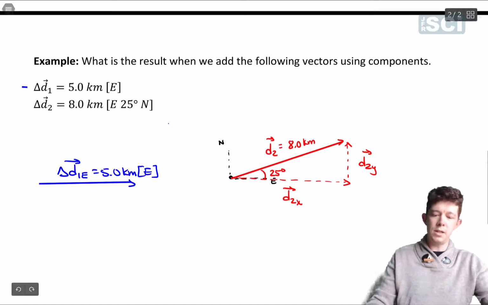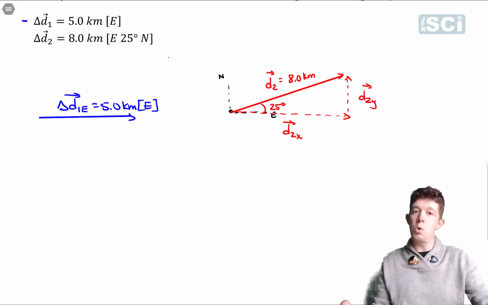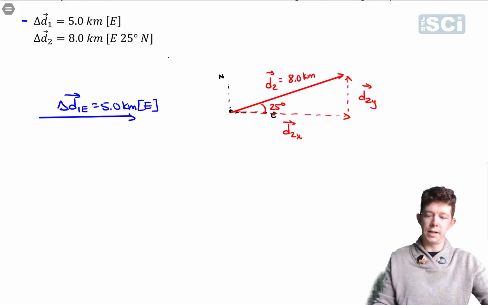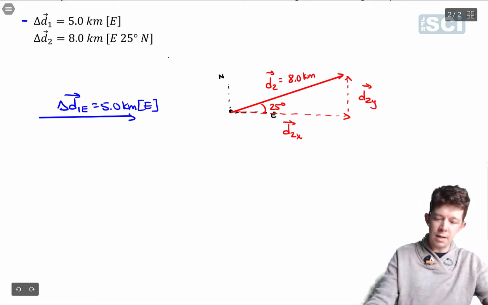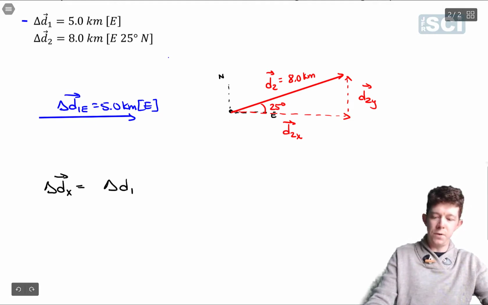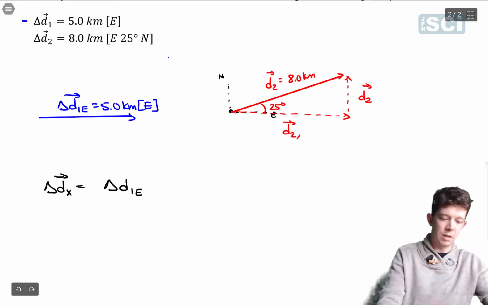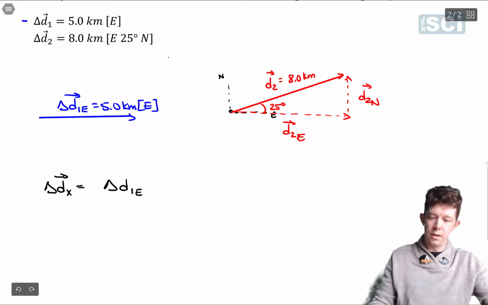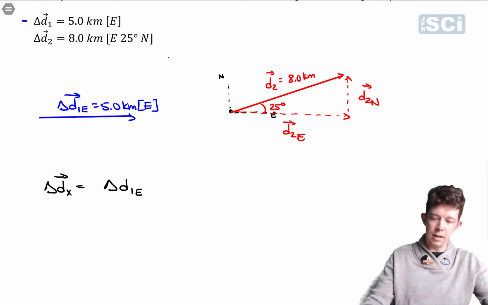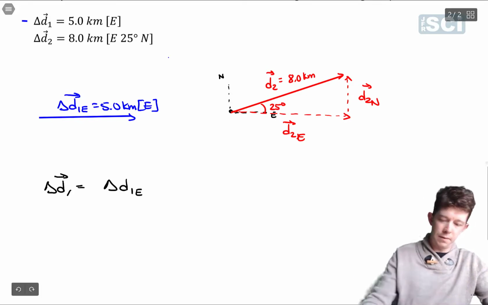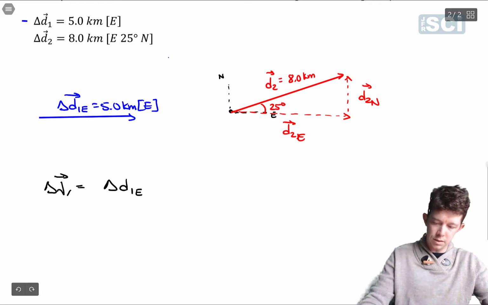So let's determine the x total for the sum of these two vectors. The total sum of my vectors in the x direction will be the sum of the first vector in the, I keep saying x, it should be east and north. It's going to be the vector in the east direction.